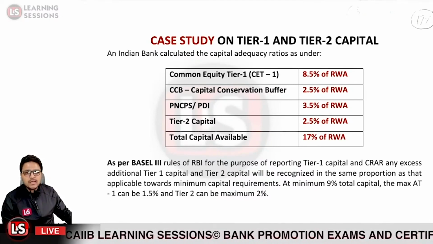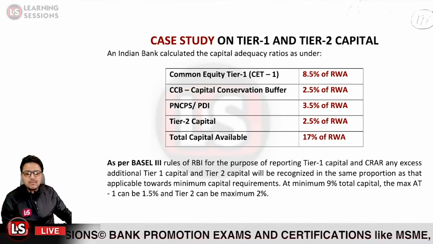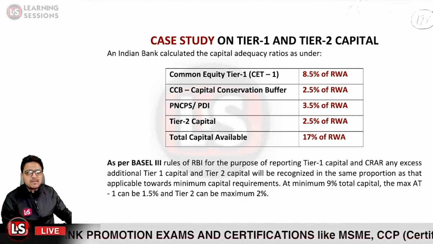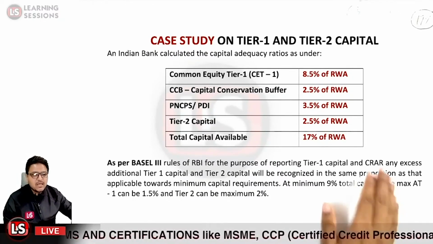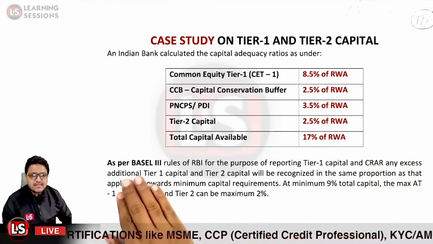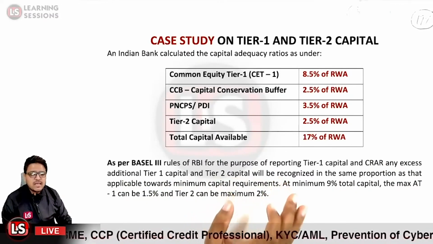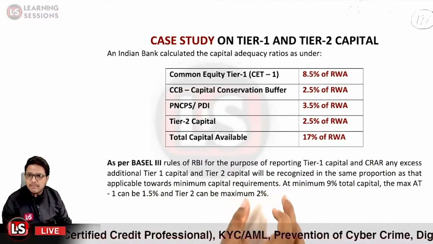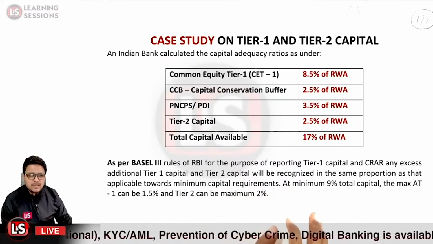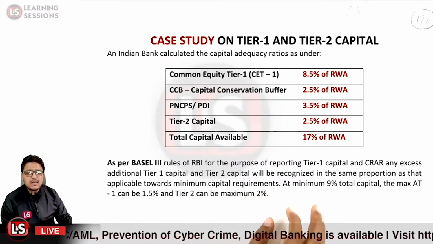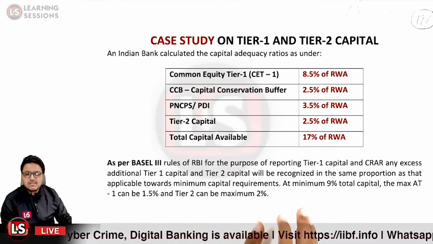Common equity tier 1 capital, the CCB, PNCPS, PDI, tier 2 capital, and total capital available are given over there. As per the Basel III rules of the Reserve Bank of India, for the purpose of reporting of tier 1 capital, CRAR may recognize additional tier 1 capital, and further tier 2 capital will be recognized in the same proportion as that applicable towards the minimum capital requirements. Okay, and further, a minimum of 9% of the total capital is to be maintained. The maximum for AT1 can be 1.5% and for tier 2 a maximum of 2%.